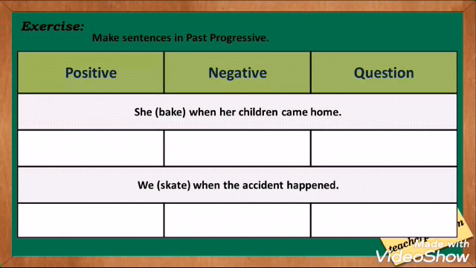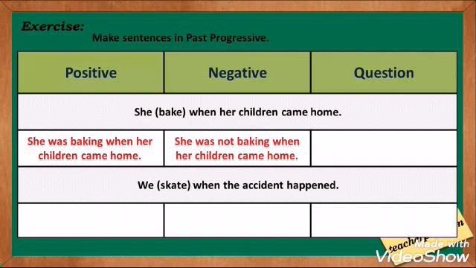This is an exercise for the past continuous. Make sentences in the past progressive. She baked when her children came home. The verb is bake, so we have to change it into past continuous because it will be a long action. So, she was baking when her children came home. The negative form: she was not baking when her children came home. The question: was she baking when her children came home?